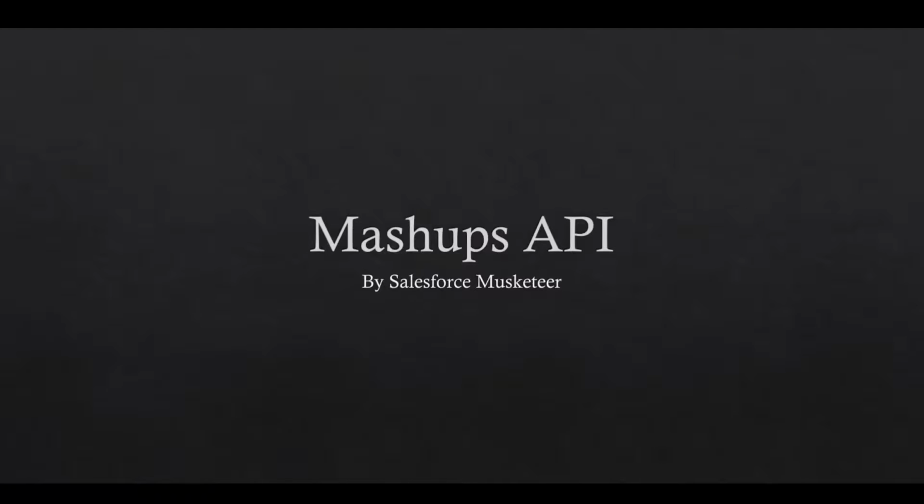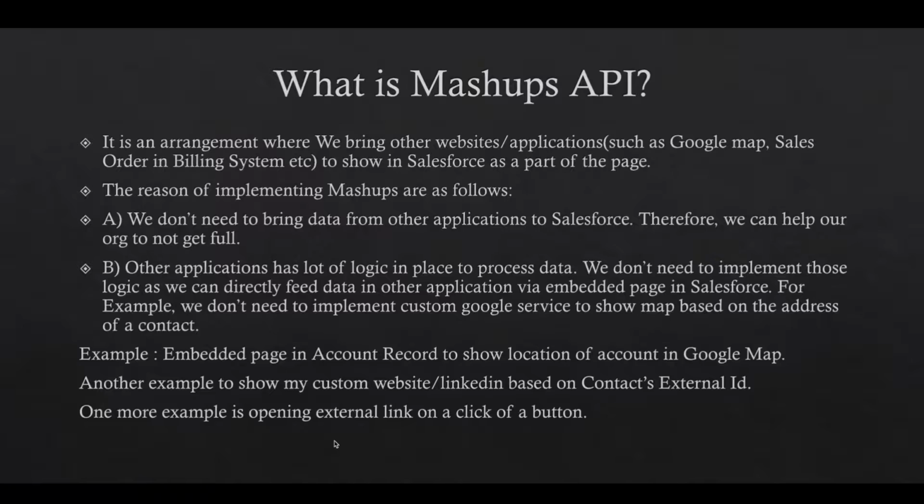Today we are going to learn about Mashup API. Let's see what Mashup API is. Mashup API is an arrangement where we bring other websites or applications, such as Google Maps, orders and billing systems, to show in Salesforce as a part of the page.